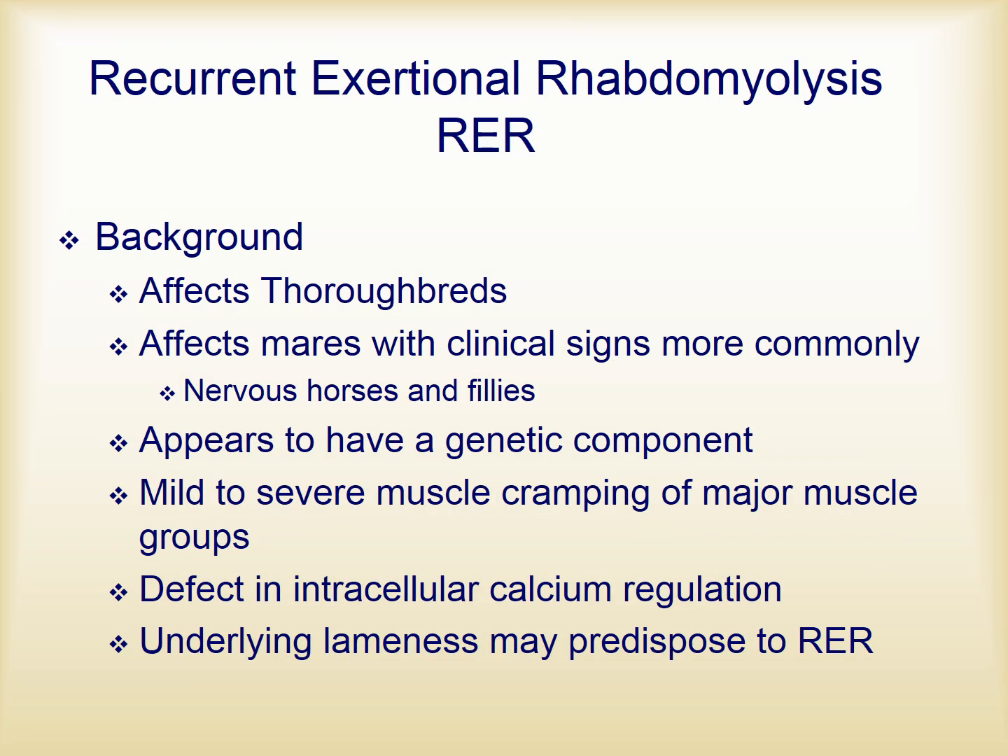And finally, we'll end with a couple comments about recurrent exertional rhabdomyolysis, or RER. This primarily affects thoroughbreds, especially mares that have those nervous horses and fillies. We tend to see clinical signs in those horses more commonly. It appears to have a genetic component, and horses tend to present with mild to severe muscle cramping of major muscle groups. It's thought to be a defect in intracellular calcium regulation, and horses that have an underlying lameness may be predisposed to RER.